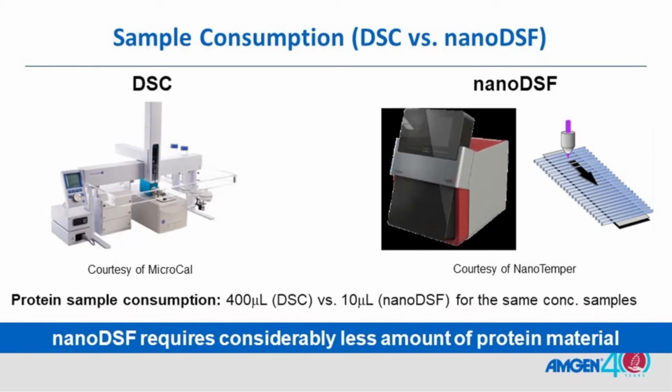Now let's take a look at the sample consumption. For DSC, it uses 400 microliters per sample. For nanoDSF, it uses 10 microliters per sample. So nanoDSF requires considerably less protein material.